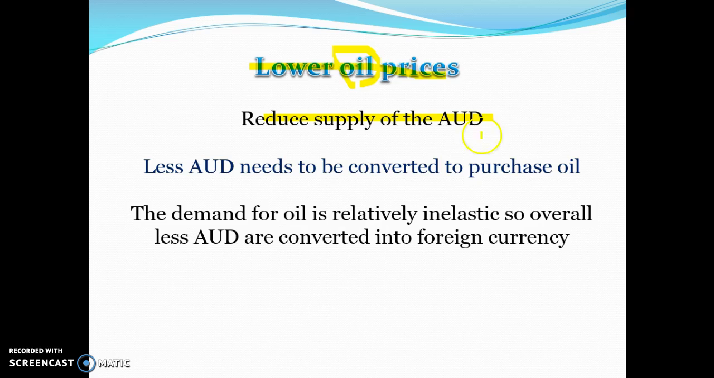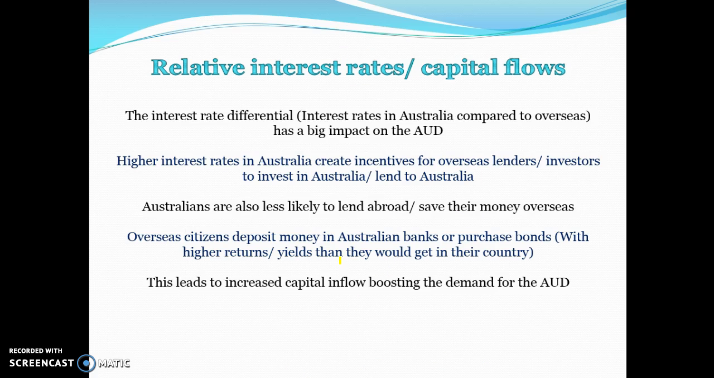And it's important to recognise that the demand for oil is relatively inelastic. So we're not going to demand a lot more oil, but because it's cheaper, we're not going to have to convert as much of our currency into theirs. So that will lead to basically a decrease in supply, so this way in supply, and should lead to a higher Australian dollar, or an appreciation of the dollar, because of the decrease in supply.